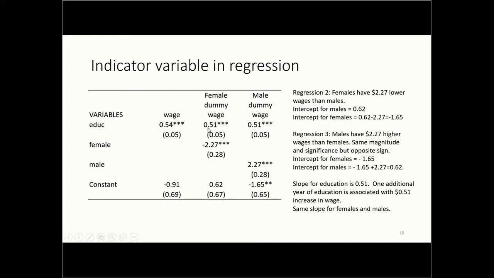So note here that the coefficient on education is 0.51. So one additional year of education is associated with a 51 cents increase in wage. Notice that we have the same identical slope for females and males, because we are not allowing that slope right now to differ between females and males. So again, same slope.